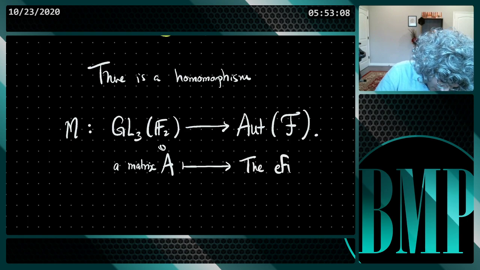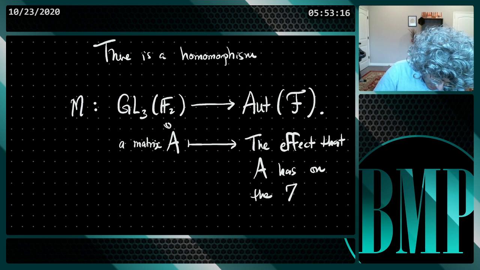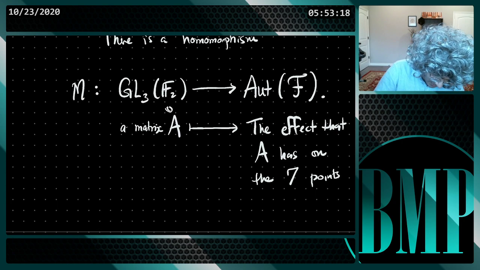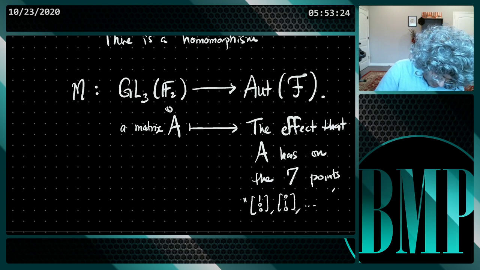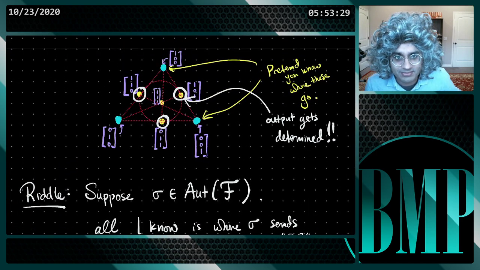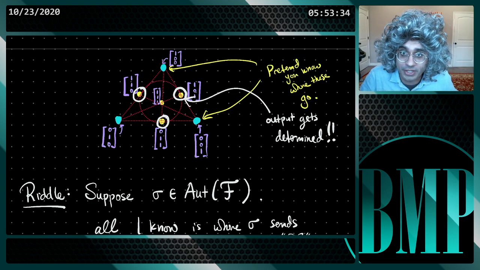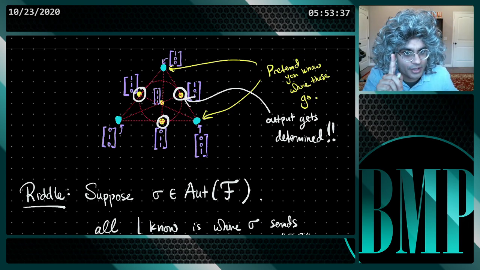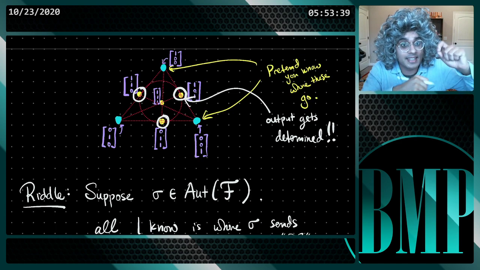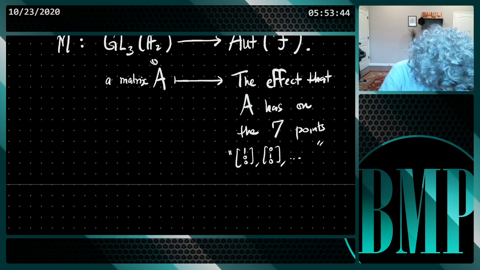to the effect that A has on the 7 points. Just apply the matrix to these dots. You'll get some permutation of those 7 dots. But you have to ask, Sloth, why is that permutation in this automorphism group? You have to check.